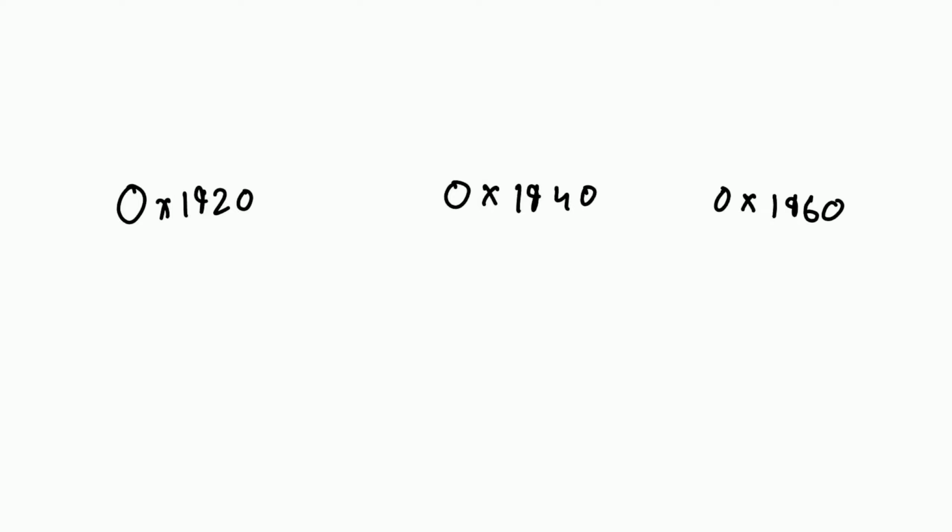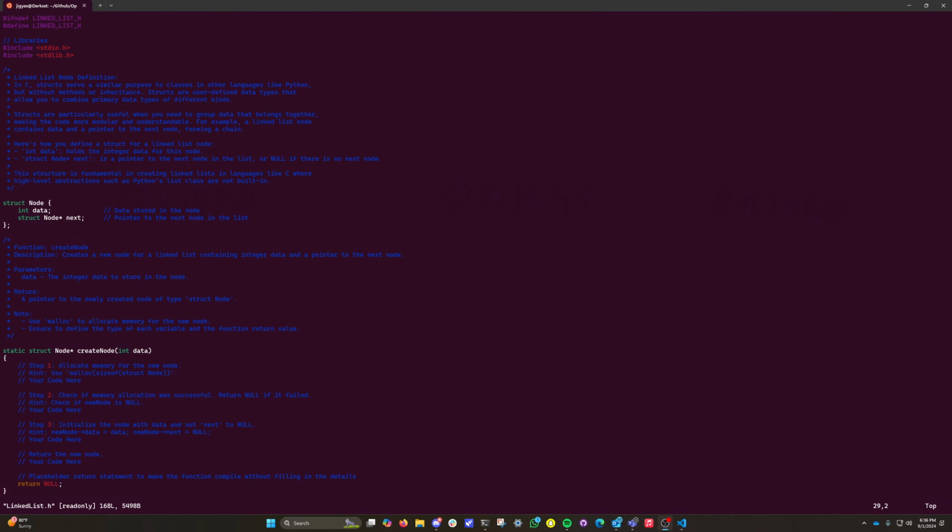So let's look at how the linked list works in C. Let's imagine a workspace of memory with different memory addresses. We have memory addresses that are 20 apart in hexadecimal. Essentially, let's go back to the code and let me show something over here. We have a structure.